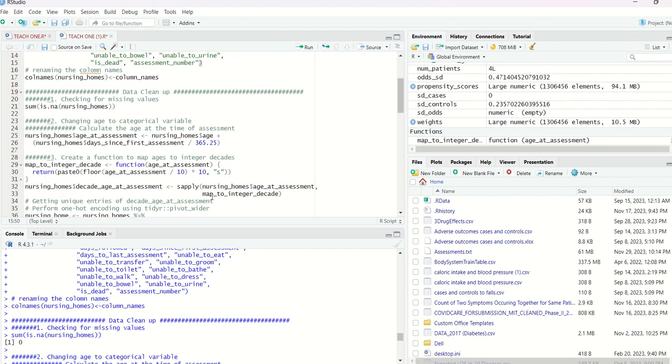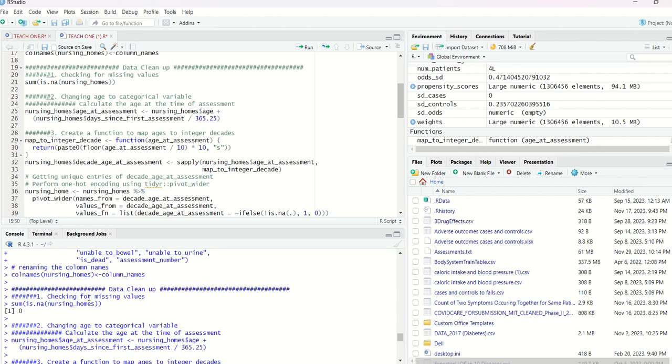Coming to step 2, changing age into a categorical variable. To better analyze age, we create a new variable, age at assessment, by considering both age and the days since the first assessment.